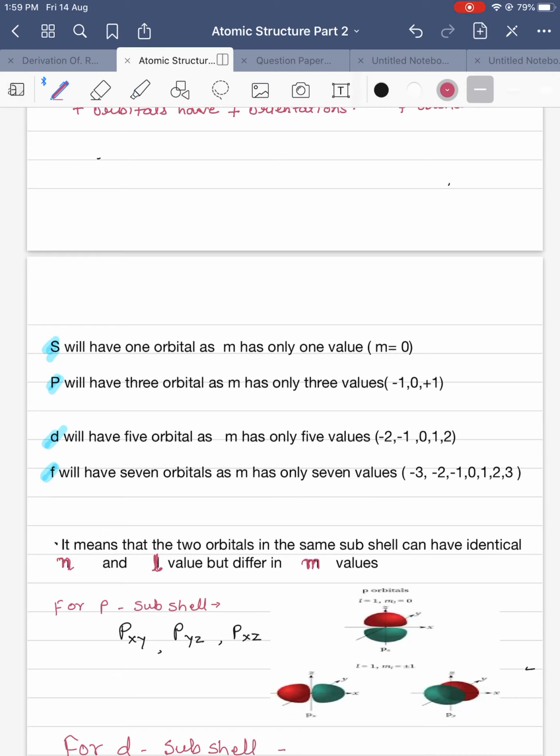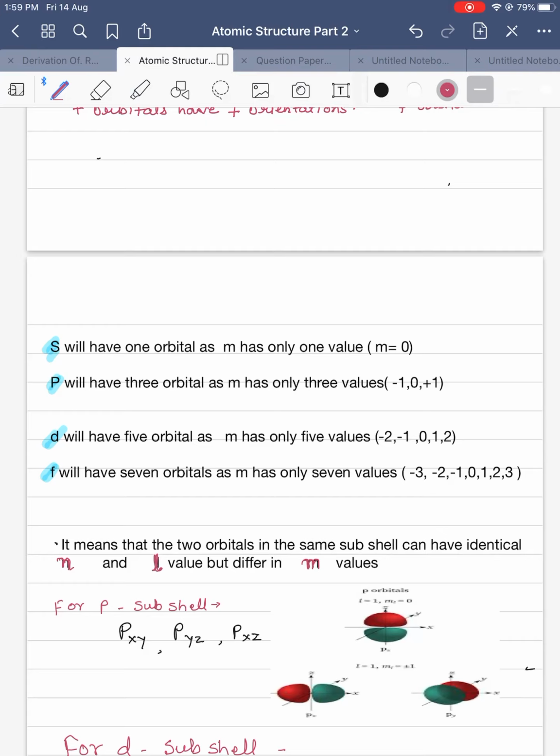s will have 1 orbital as m has only one value. p will have 3 orbitals as m has only 3 values. d will have 5 orbitals as m has only 5 values. Similarly, f will have 7 orbitals as m has only 7 values. It means that two orbitals in the same subshell can have identical n and L values but differ in m values.